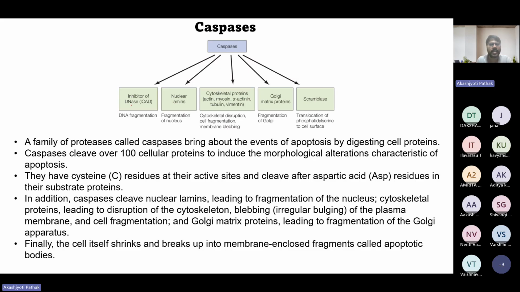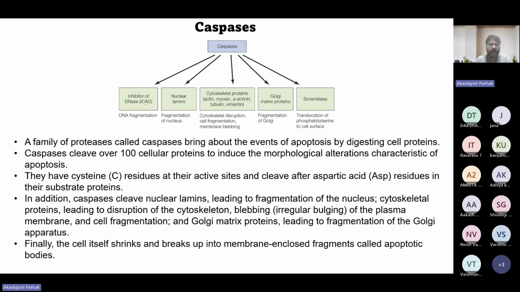You can see here they inhibit the inhibitors of DNase. Then it causes fragmentation of nucleus. So these caspases act on nuclear lamins. Nuclear lamins are the cytoskeleton filaments which are found inner to the nuclear envelope. So these caspases target the nuclear lamin and cause their destruction. And because the nuclear lamins get fragmented, the nucleus also gets fragmented. Then the caspases target the cytoskeleton proteins. So these are the different targets of caspases which have been shown in this figure.